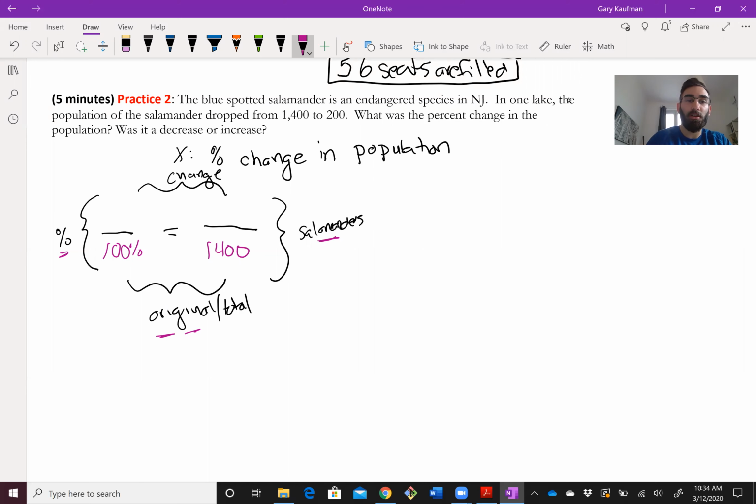Well, then we have our percentage change. That's how I defined X, the percentage change. Okay, so there's X. And last but not least, we have our change in salamanders. Our change, that's how I defined it. So that means I'm doing 1,400 minus the 200 to figure out that the change was 1,200. Now, as I said, you can do this in different ways. You could have instead set up, say, this.